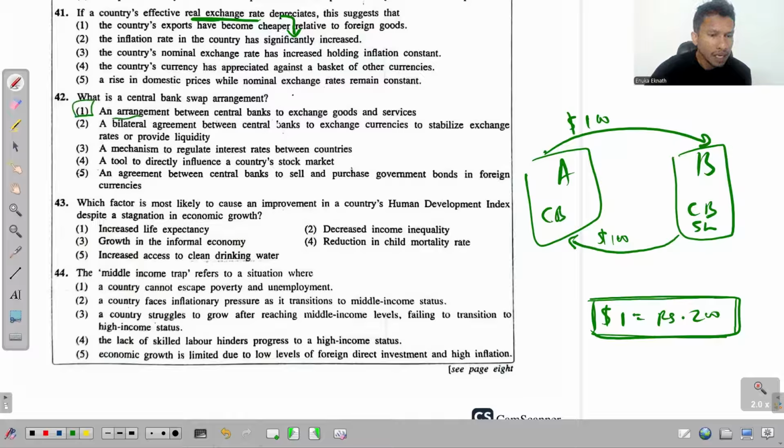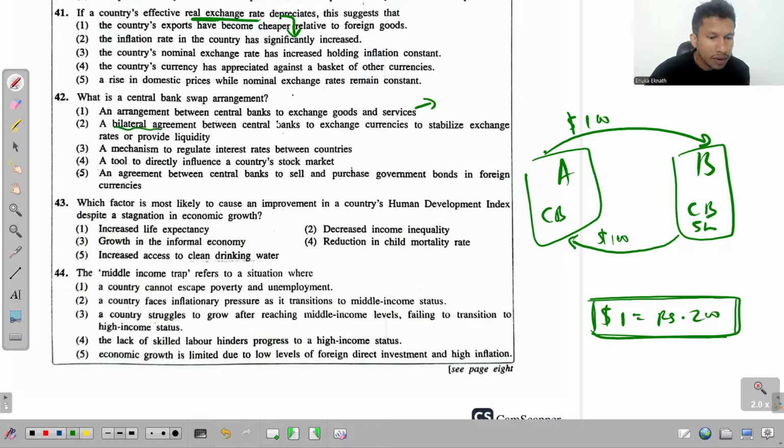First one says an agreement between central banks to exchange goods and services. No, this is not a swap agreement, this is more towards credit line. Then swap agreement කියන එකටම අපිට ඕනේ නම් කියන්න පුළුවන් swap line කියලා. එතකොට this is more towards credit line, it is not related to swap arrangement or swap line.